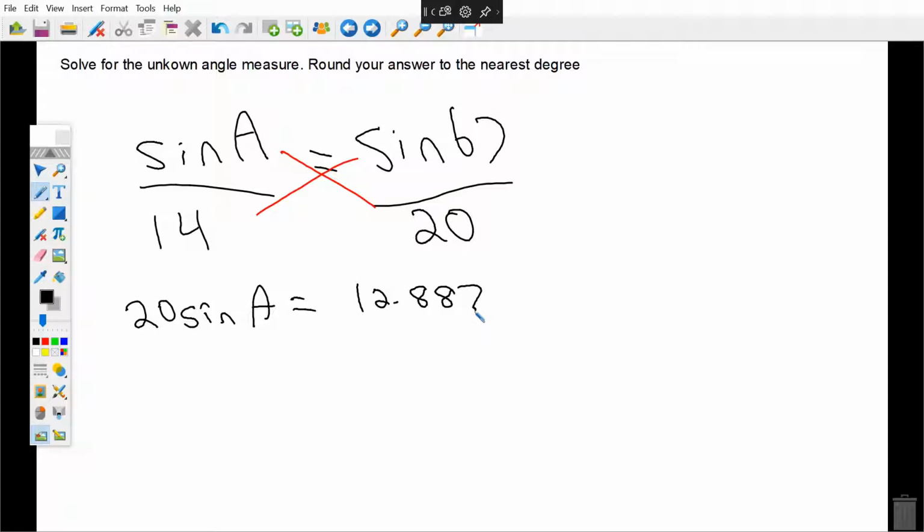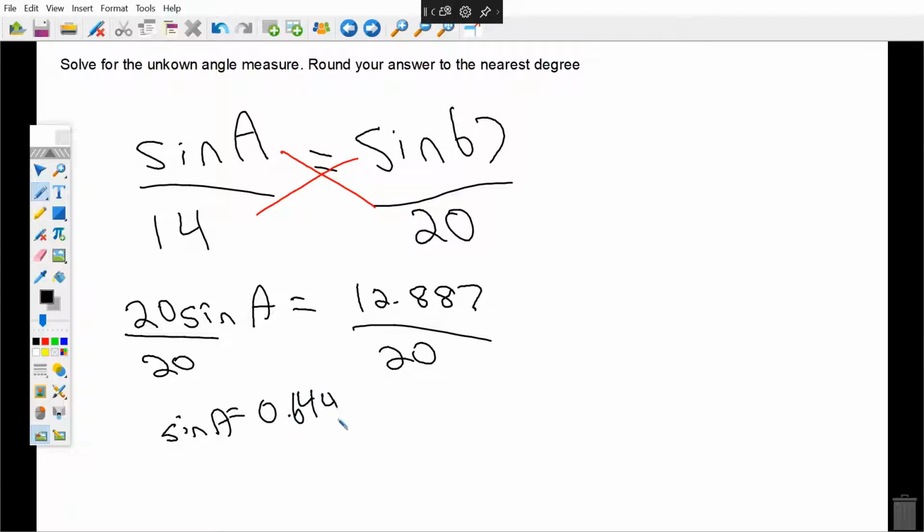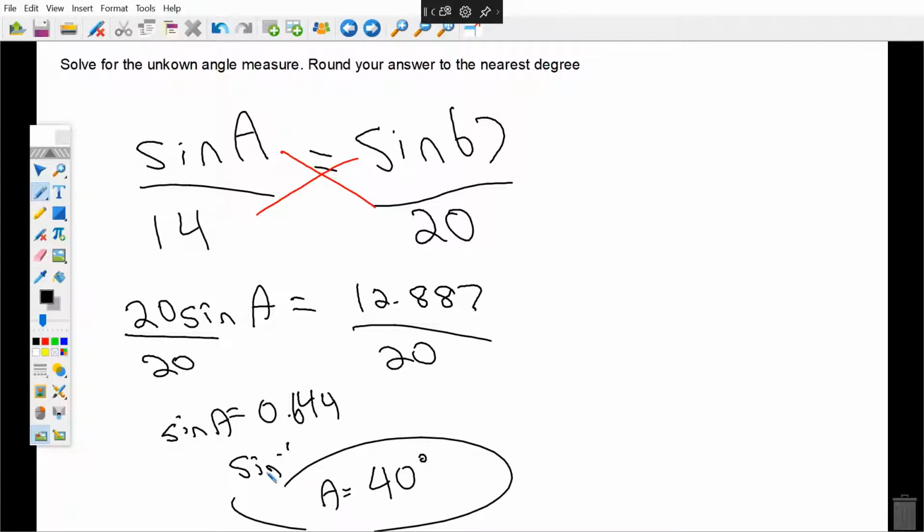Now we have to get A by itself, so we have to divide both sides by 20. So now I've got sine A equals 0.644. It goes on, but that's all I'll write down for now. Now we need to find the angle of A, so we're going to have to use sine to the minus 1, second function, sine. Rounded to the nearest degree is 40 degrees for A.